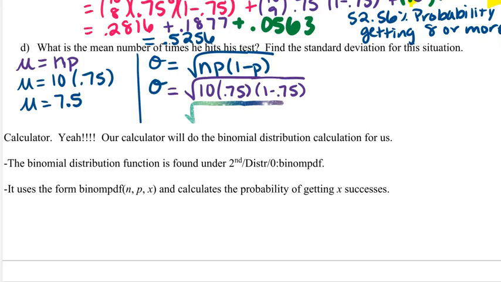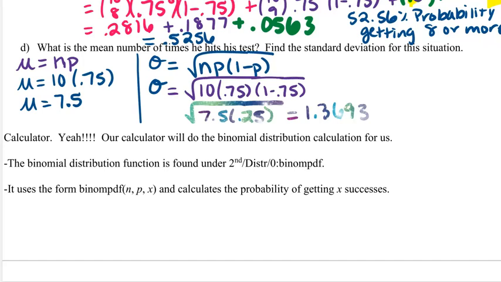Anyways, so this is really 7.5 times 0.25 in a square root. And then when you get that, that is going to be 1.3693. So how do we interpret this?